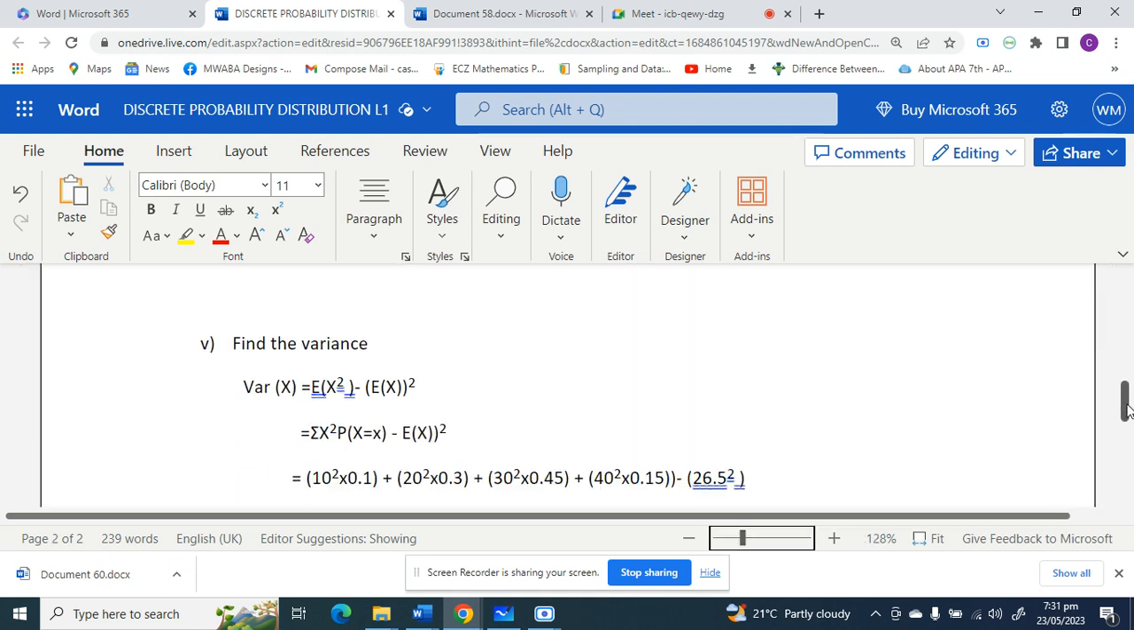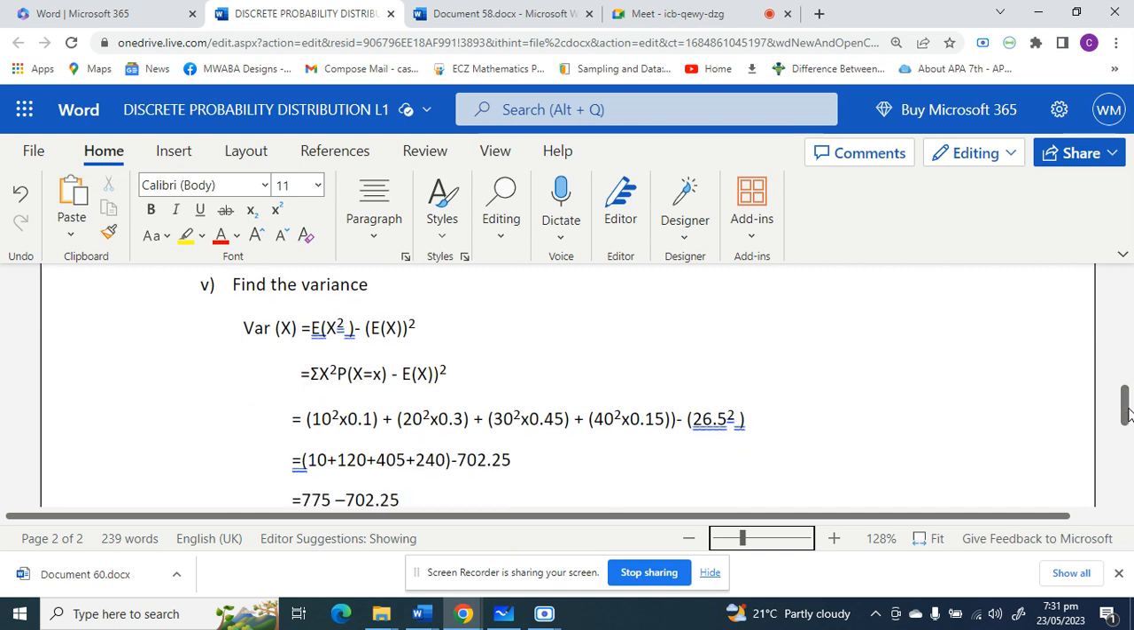Okay, let's go. The next thing they've told us is to find the variance, right? As I told you, there are two ways you can find the variance. You can use the method for the formula, or you can use the method for the table. You will not be penalized, but I find this method more time effective.